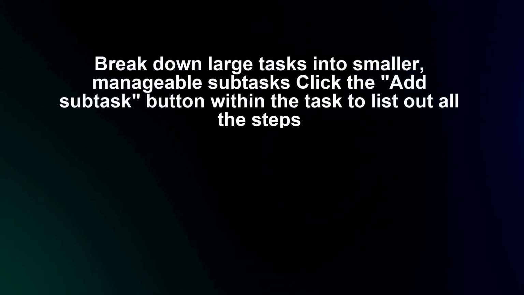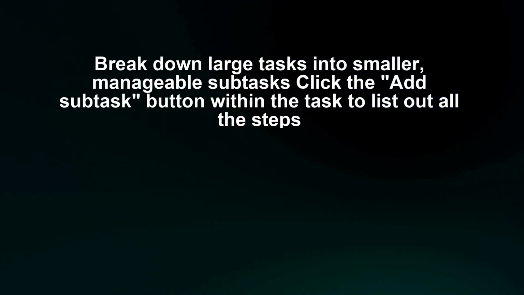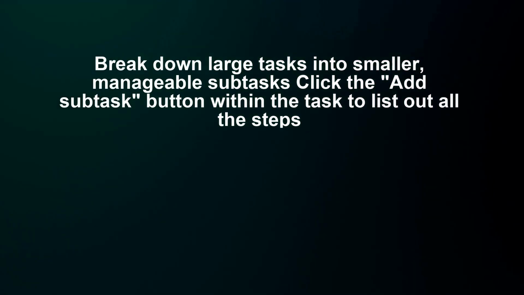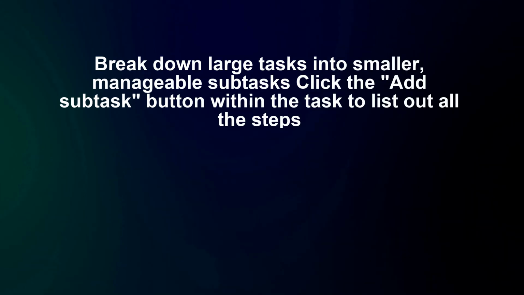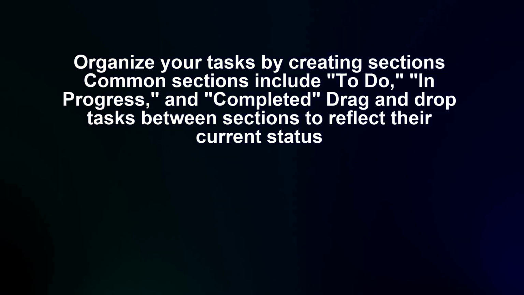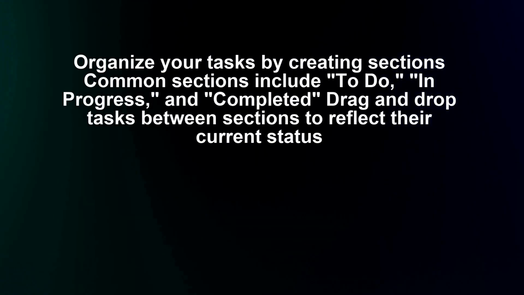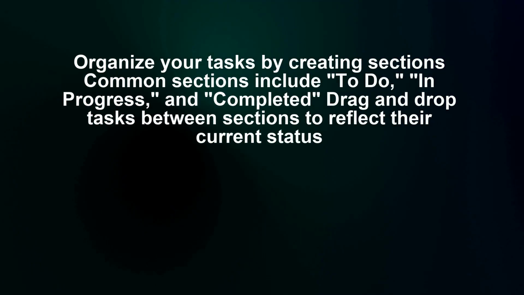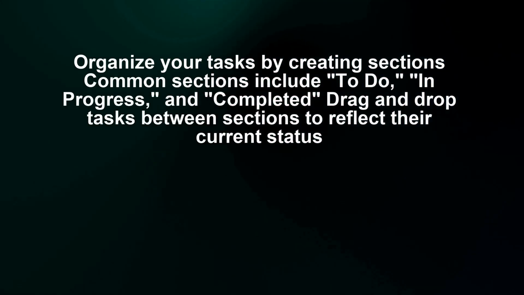Break down large tasks into smaller, manageable subtasks. Click the Add Subtask button within the task to list out all the steps. Organize your tasks by creating sections. Common sections include to do, in progress, and completed. Drag and drop tasks between sections to reflect their current status.